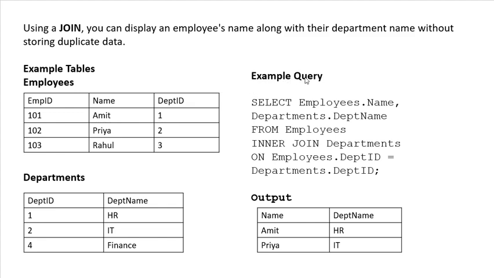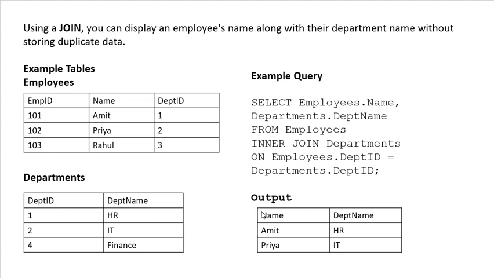After that, write the query: SELECT employee.name from the employee table to find the employee name, and department.department_name from the department table to find the department name, FROM employees table, INNER JOIN departments table, ON employees.department_id equals departments.department_id. Then the data is printed, so the output is a table.